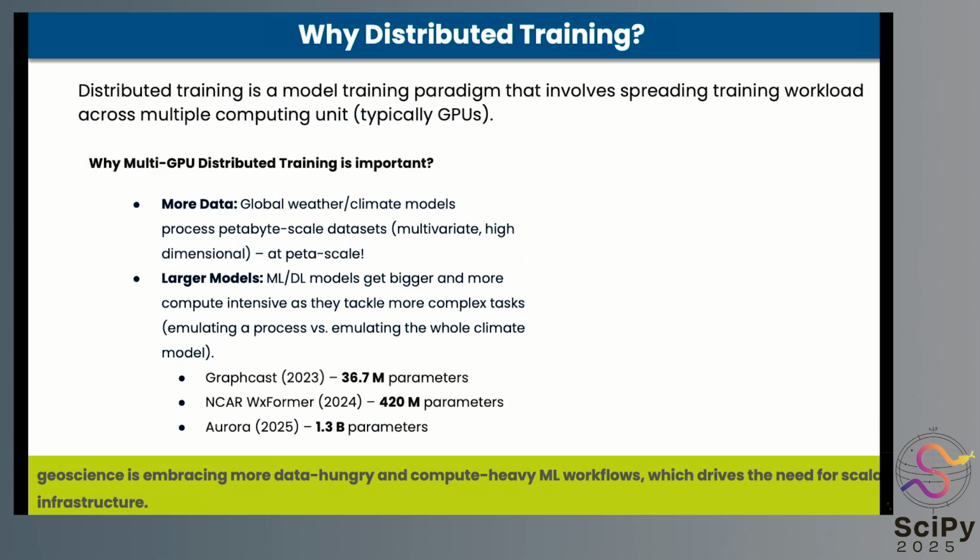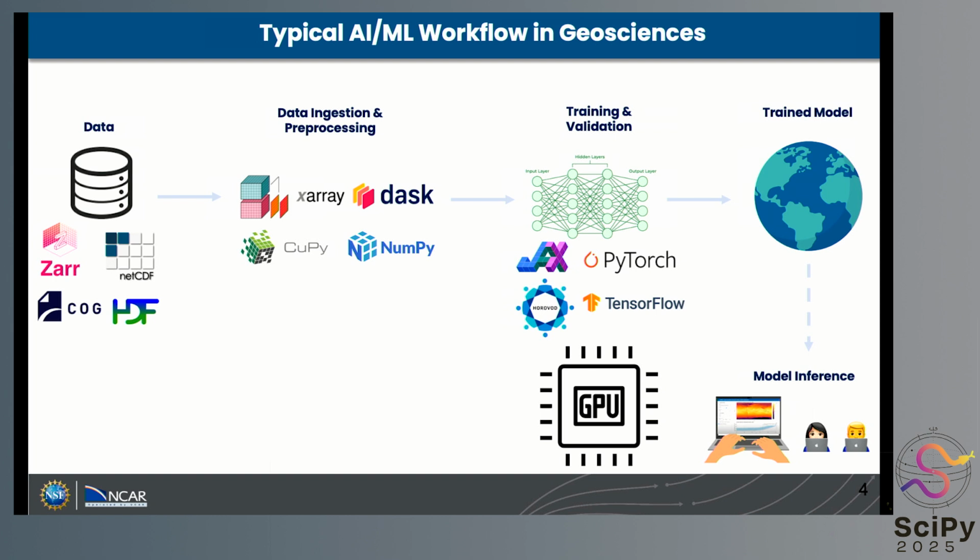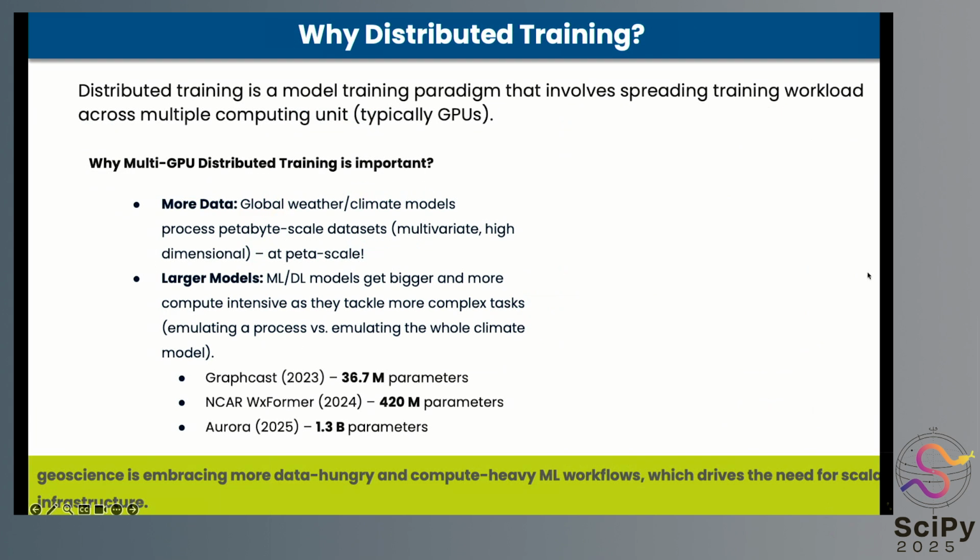So why distributed training? Because we used to do this actually, during my postdoc years in 2017, 2018, I was doing AI/ML and I was using single GPUs and very similar workflows. So why do we need distributed training now? I like to say big AI is here for geosciences. So distributed training means a training paradigm that involves spreading your models or your workload across different units, GPUs, TPUs. And we need distributed training because we have more and more data.